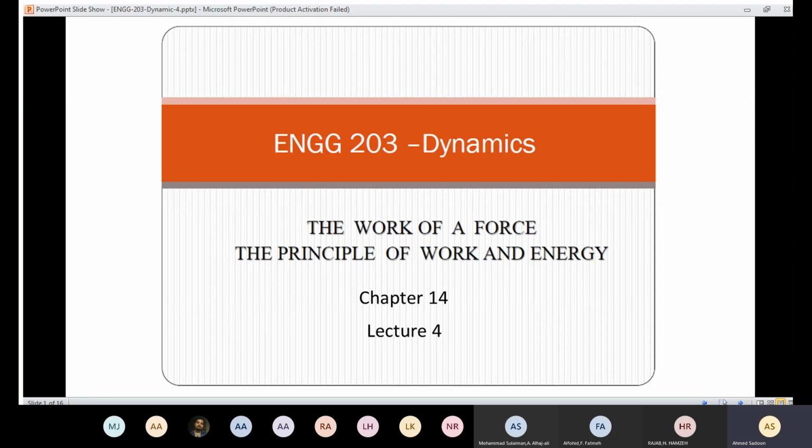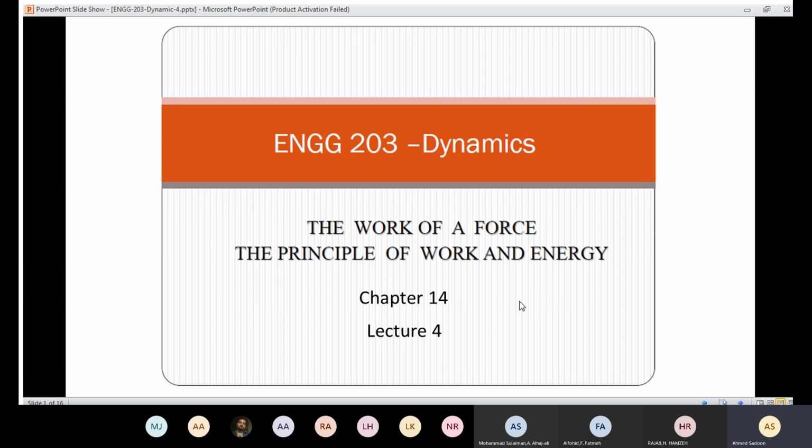So let's get started. Today we are going to start chapter 14. In this chapter, we are going to talk about the principle of work and energy. And in order to understand the principle of work and energy, we need to understand the work of a force. We know that a force does a work on a particle when the particle undergoes a displacement along the line of action of the force. And I think you have background about that in physics.